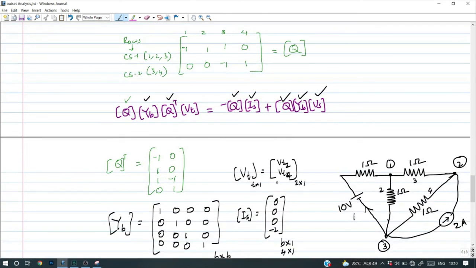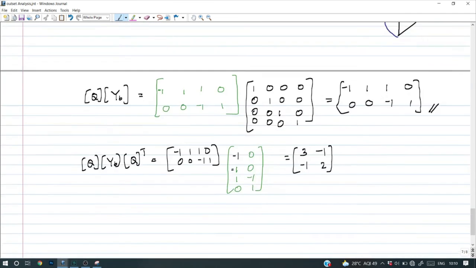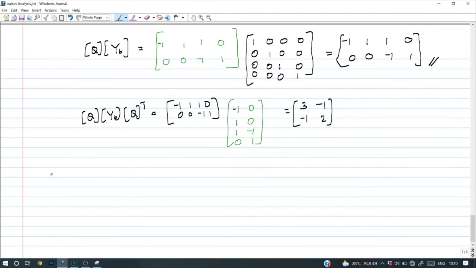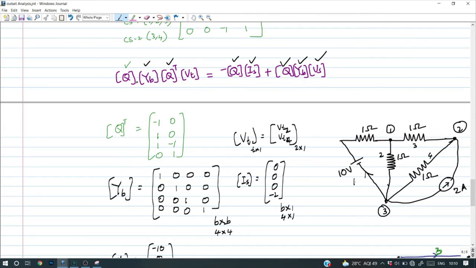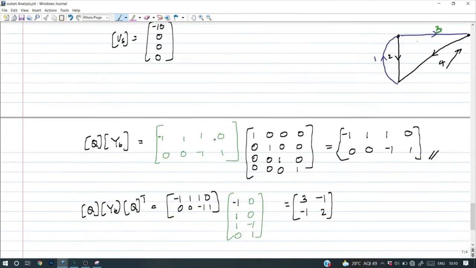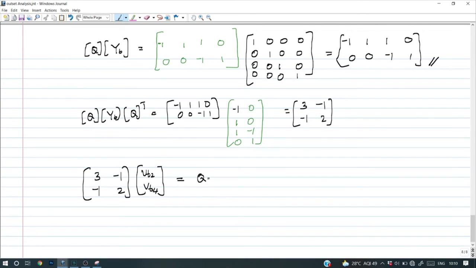Now this left hand side is over. This product is known to us, QYB Q transpose VT, that we can write down in this manner. So this is our matrix 3 minus 1 minus 1 2. VT matrix is VT2 and VT4, which is equal to, we need to find out this part. This is QYB Q transpose VT. So let it be there.